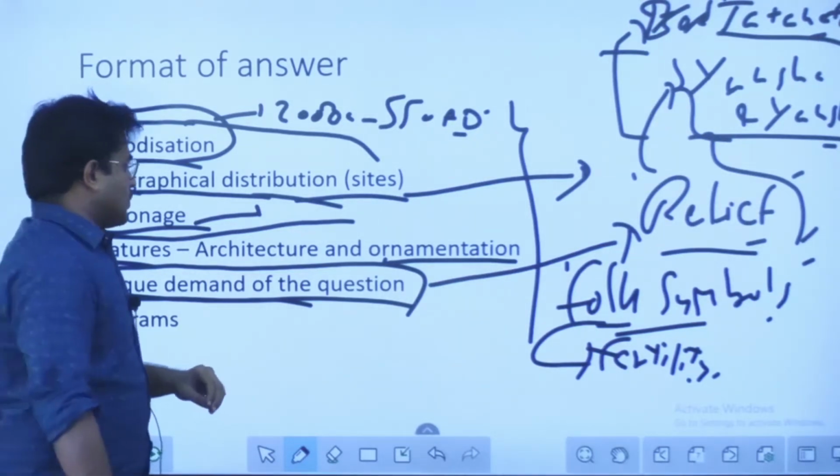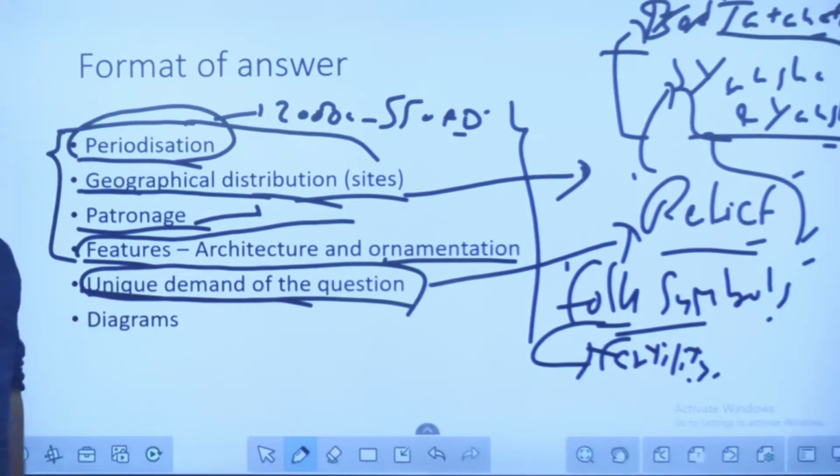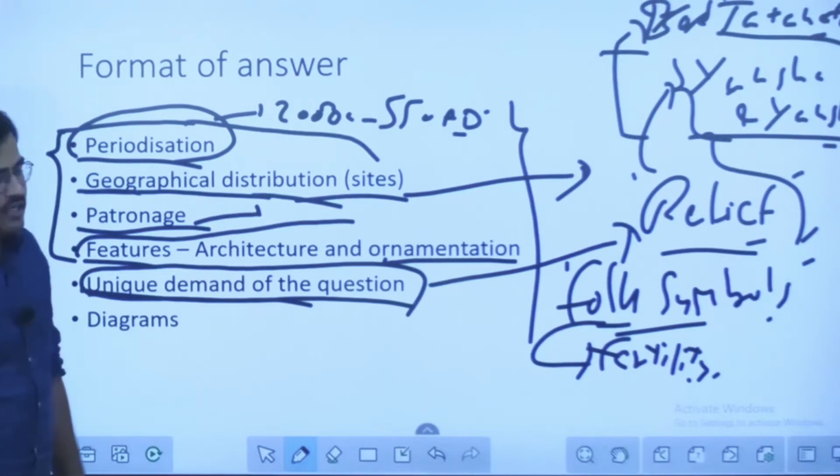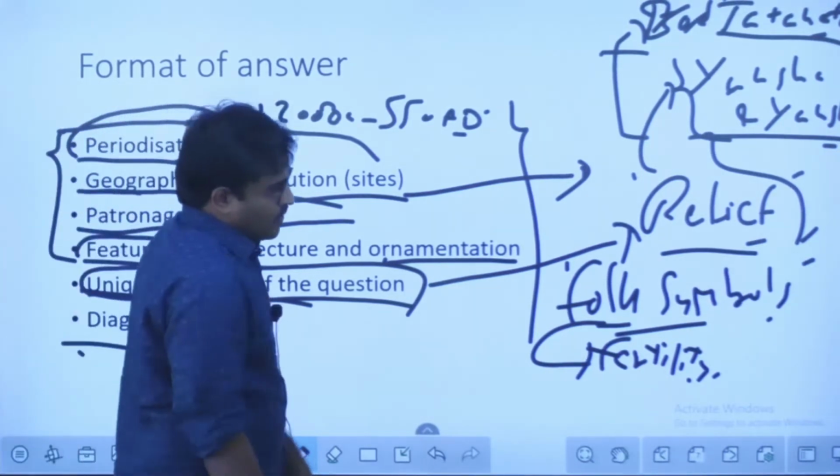So in this fashion, you write some three to four points on the unique demand of the question. Then finally, you have to write a conclusion.